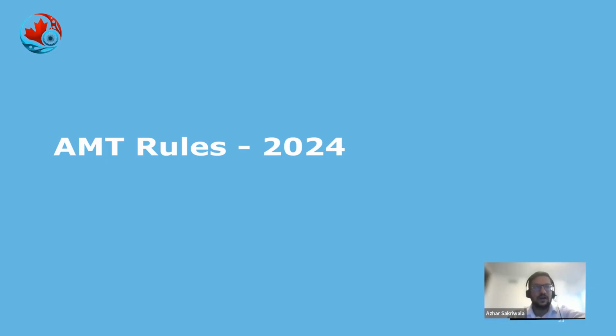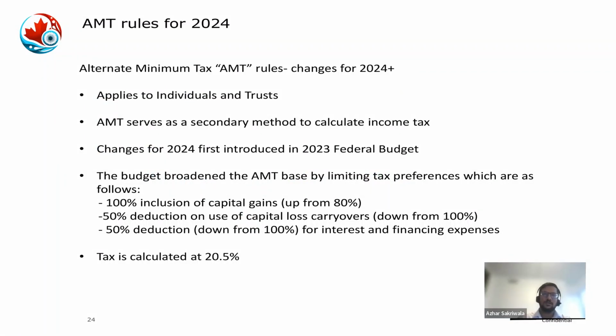Now coming on to the final leg of the discussion, which is the alternate minimum tax rules for 2024. Alternate minimum tax applies to individuals and trusts. It is a secondary method. The principle of how alternate minimum tax works is that you calculate your income and tax liability as per the standard provisions. At the same time, you also calculate the minimum tax the individual has to pay as per the AMT provisions.